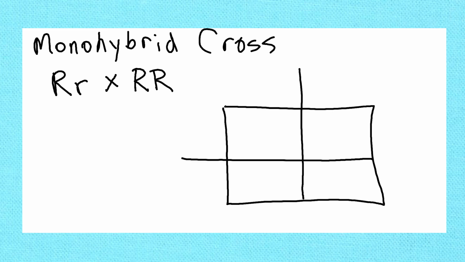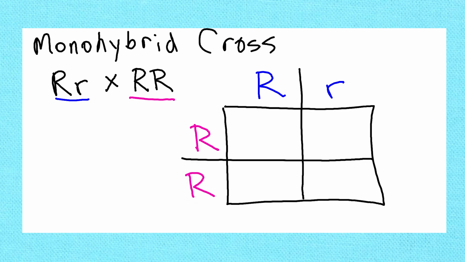I can put the sperm here and here and the egg here and here, or vice versa, as long as one parent is on the top and one parent is on the left. I can't have an egg here and an egg here. So since I didn't tell you which one of these is male and female, we'll just choose one. We'll do this one first. Capital R, lowercase r.